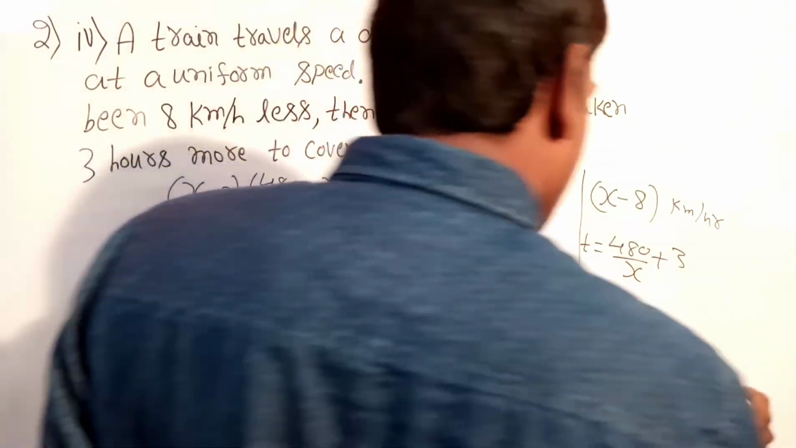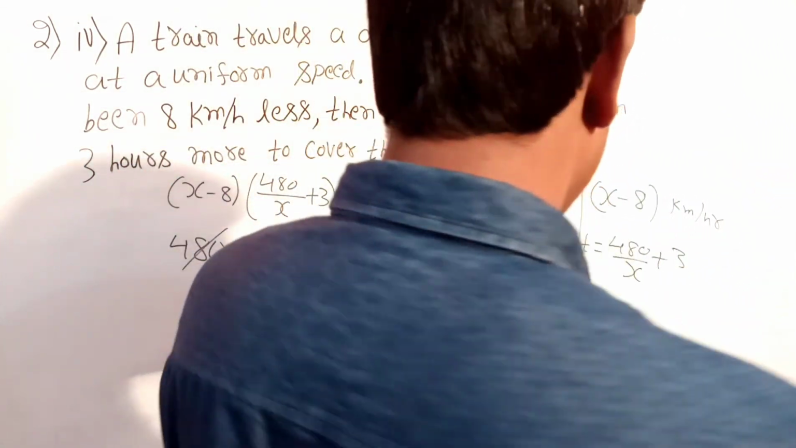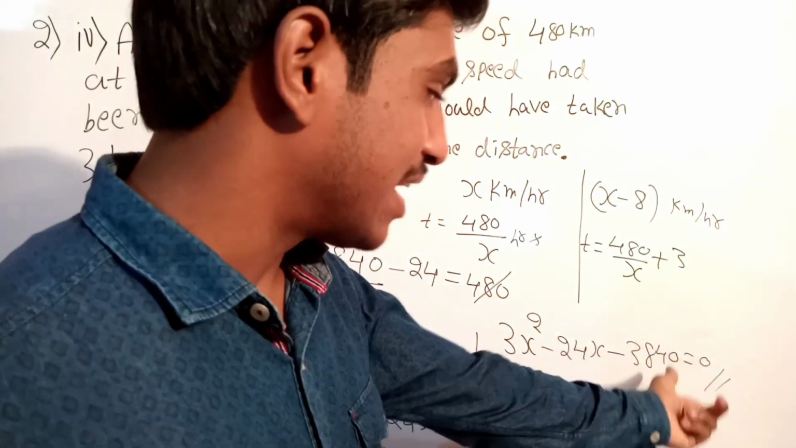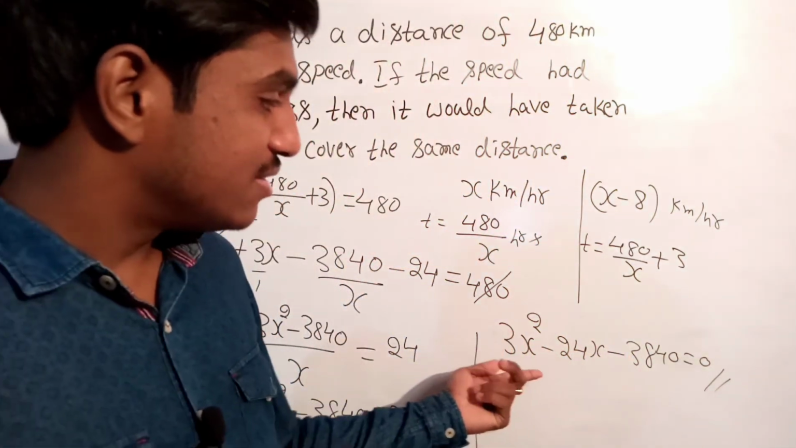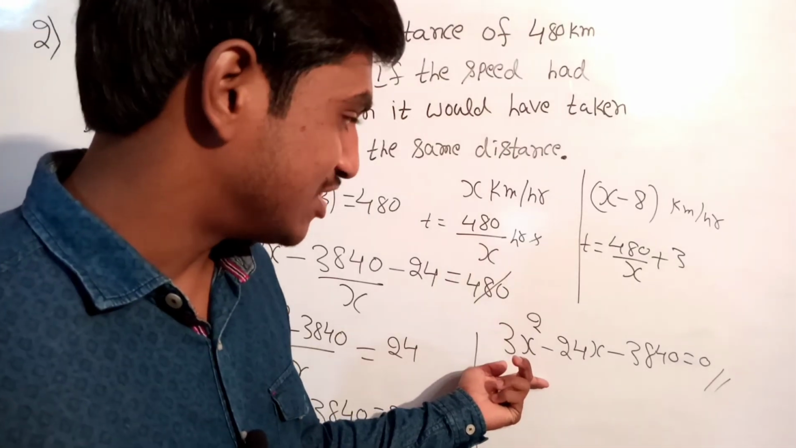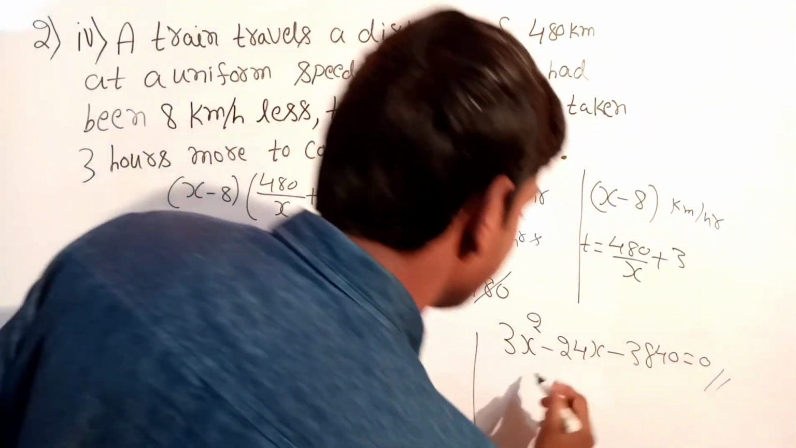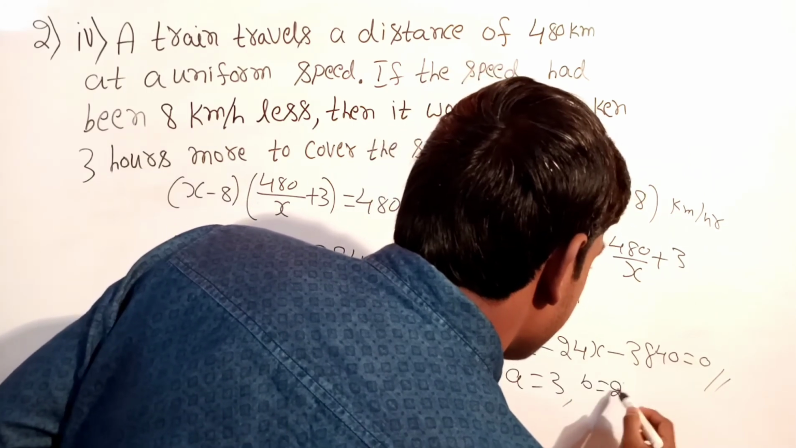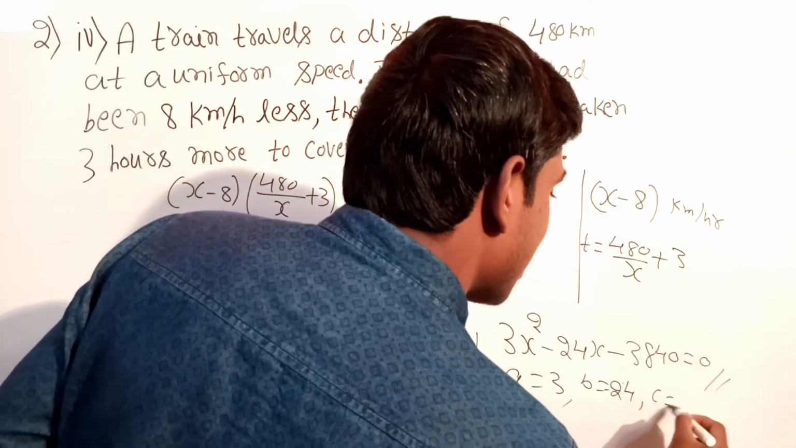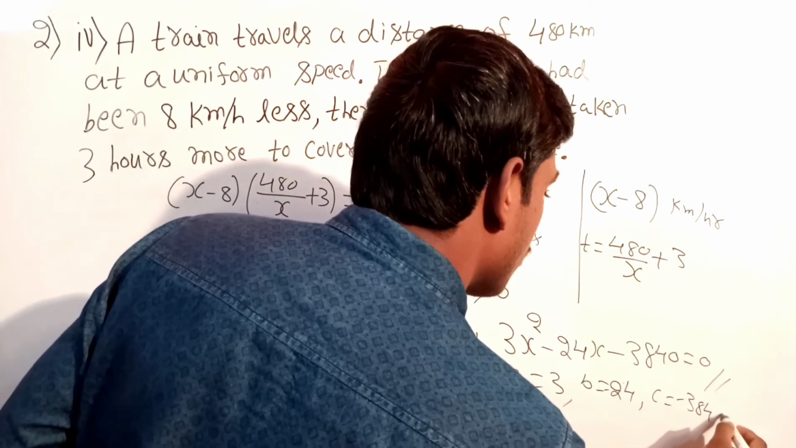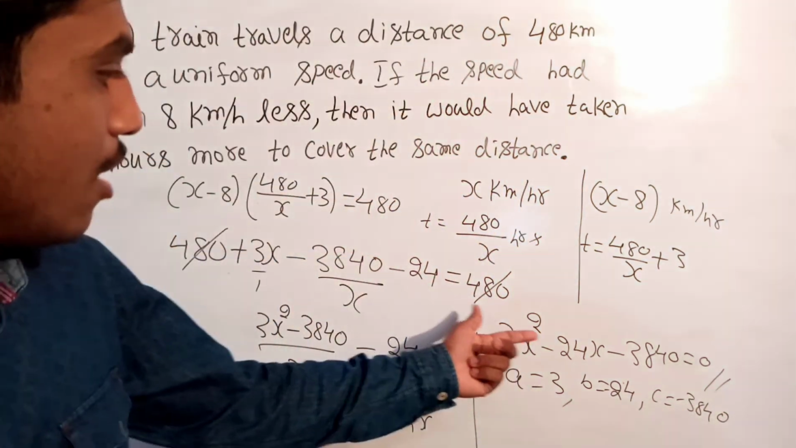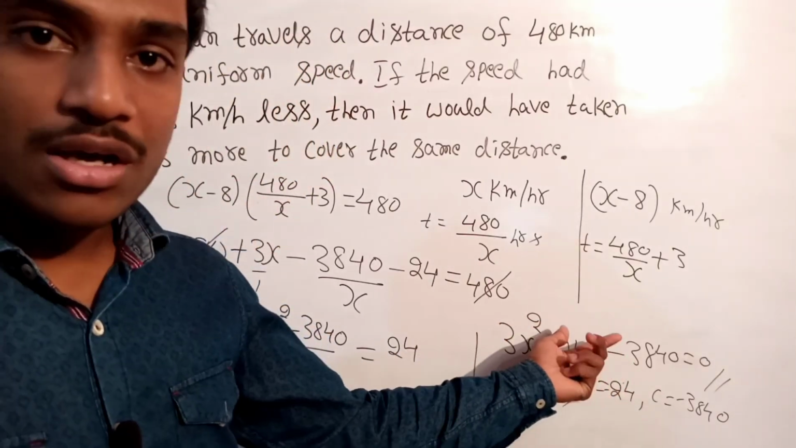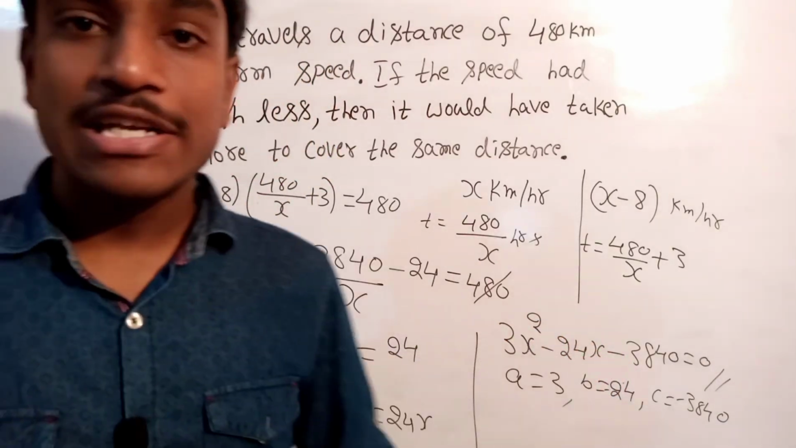We can stop it here only, or else we can divide this by 3 and then we can write, or else we can leave it like this. This is also in the form of quadratic equation, ax square plus bx plus c, which is equal to 0. The value of a is 3, the value of b is minus 24, and the value of c is minus 3840, where a, b, c are real numbers. We can stop it here, or you can divide by 3 and we can write. This is about second question.